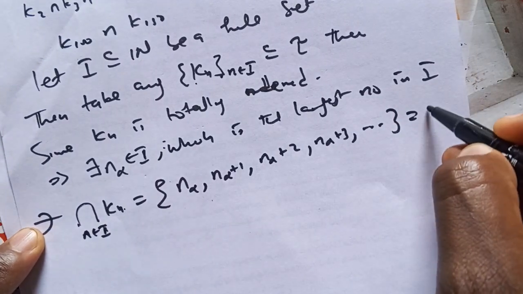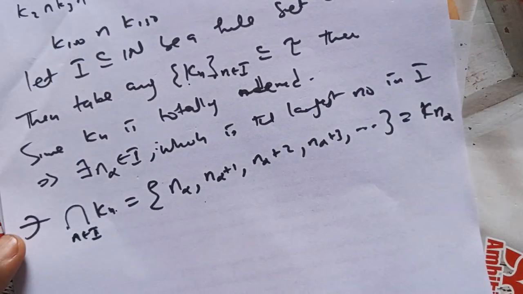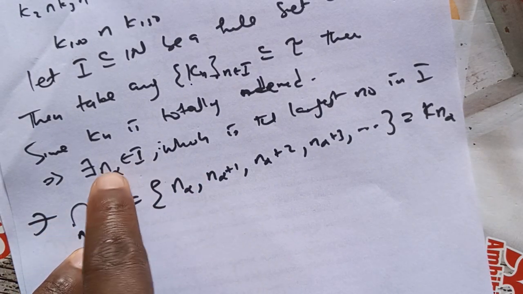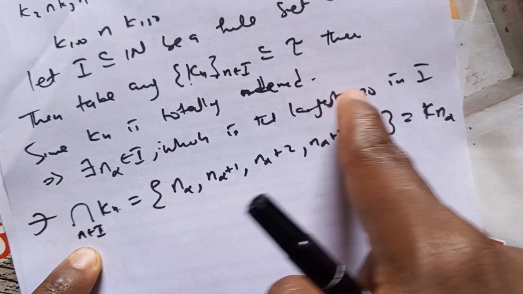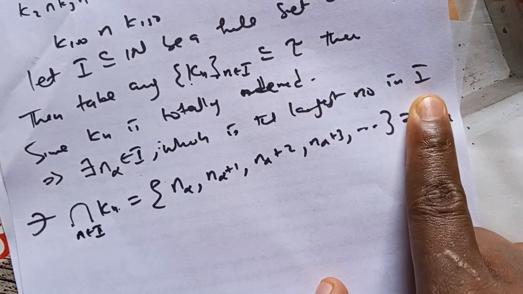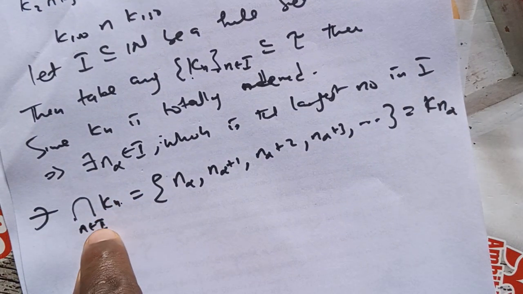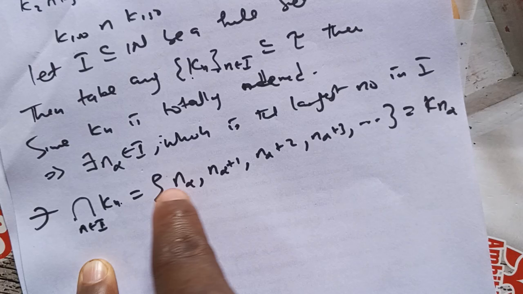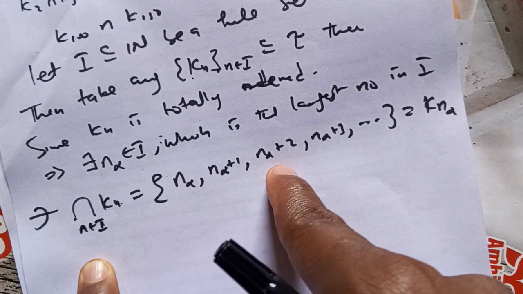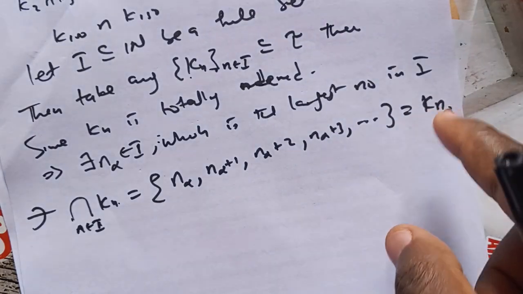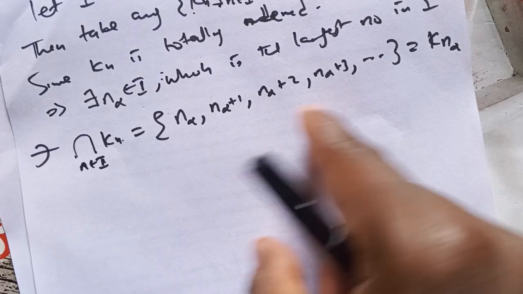And of course, this will give us what? Kn alpha. Okay, we are saying that there exists an n alpha in I, which is the largest number in I, such that their finite intersection, remember this intersection is finite because n is coming from a finite index set, can be written as n alpha plus 1, n alpha plus 2, n alpha plus 3. And of course this is equal to Kn alpha.